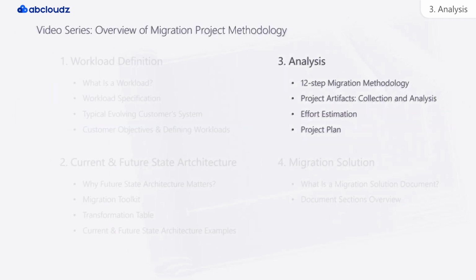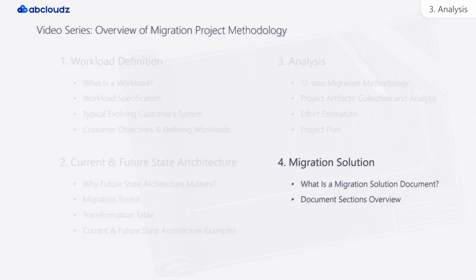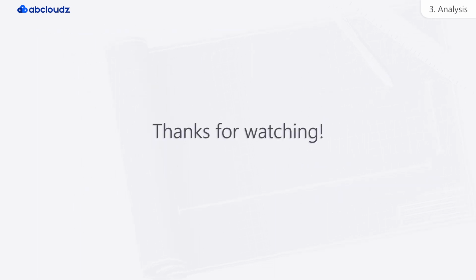In this video, we explored the phase of artifact collection and analysis within a migration project for a previously defined workload. We've obtained the final cost estimate and project plan. Moving forward, our next video will provide a closer examination of the migration solution document. This document offers a detailed specification and a roadmap of the entire migration project. By combining the estimate with the project plan, we form the basis for the final proposal. This proposal must be submitted to and approved by the client before the migration project phase begins. Thanks for watching, and see you in the next video.